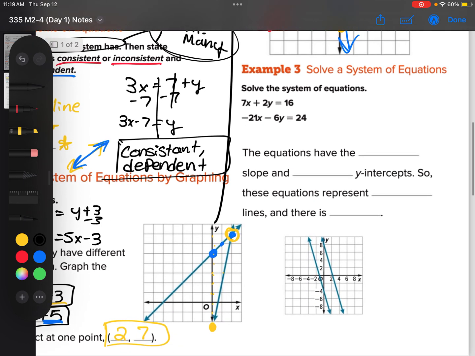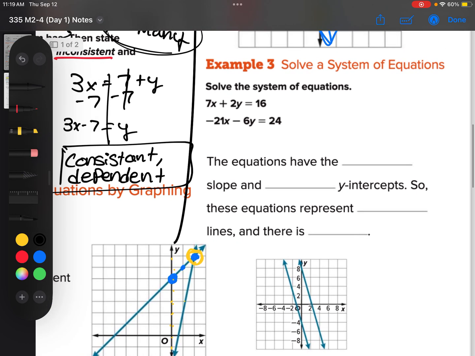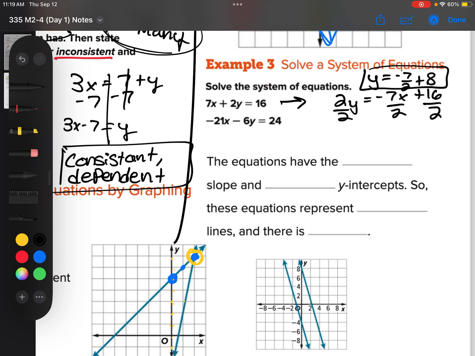All right, moving on to the next thing here, solving a system of equations. It's pretty much the same thing. So to save us the time, these equations, actually no, we need to solve them for y. So first one I'm going to solve for y really quick. It's going to be 2y equals negative 7x plus 16. Divide everything by 2 really quick, and then that first equation is going to end up being this. So that is slope-intercept form.